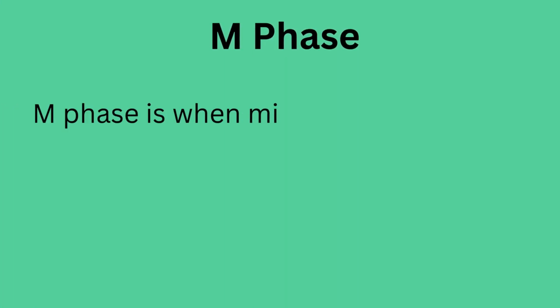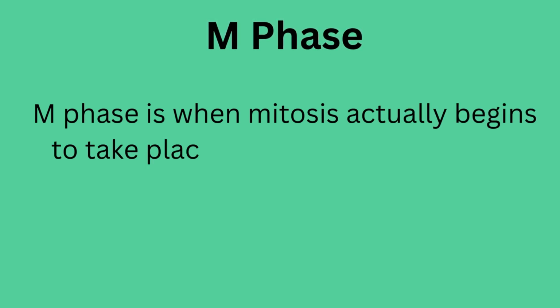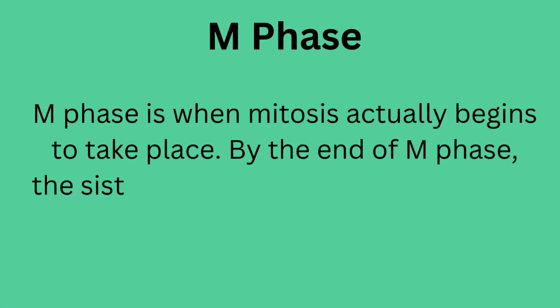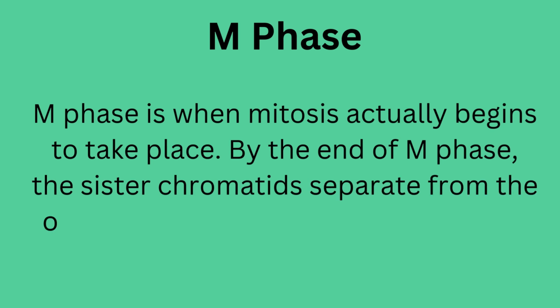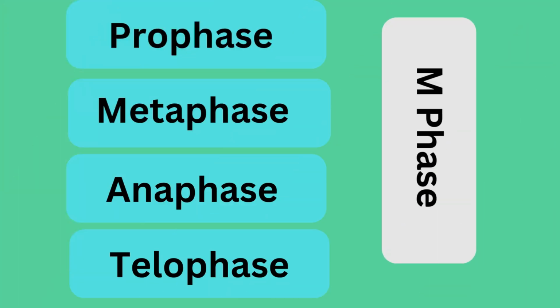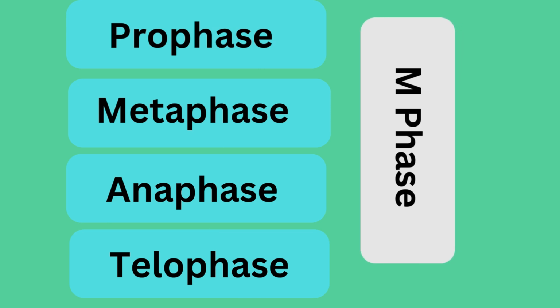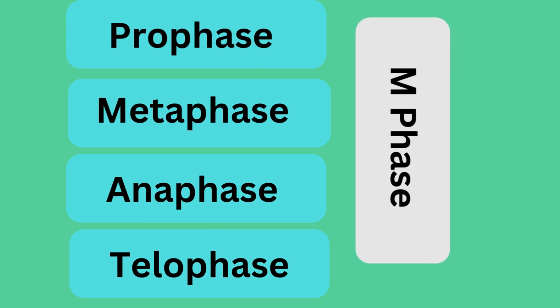The process of mitosis, or cell division, is also known as the M phase. This is where the cell divides its previously copied DNA and the cytoplasm to make two new identical daughter cells. By the end of M phase, the sister chromatids separate from the original chromosomes and form new cells. The M phase is broken down into four subphases, which are the prophase, metaphase, anaphase, and telophase.